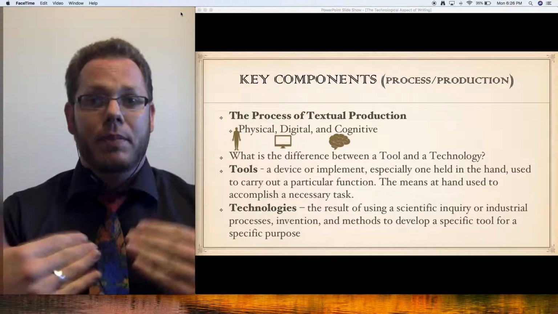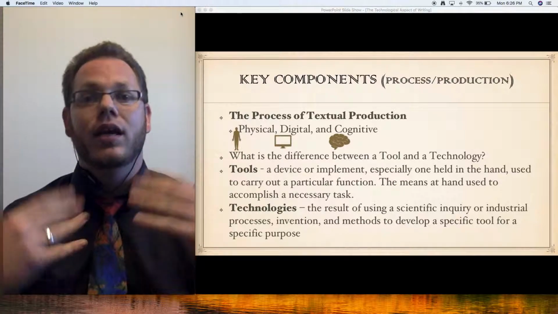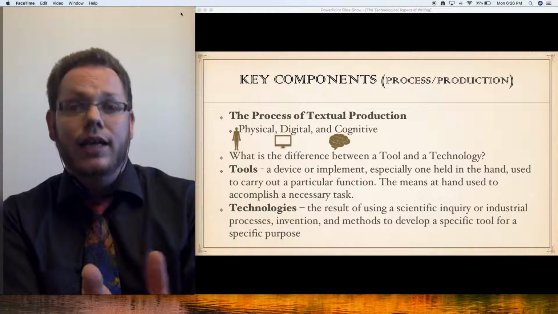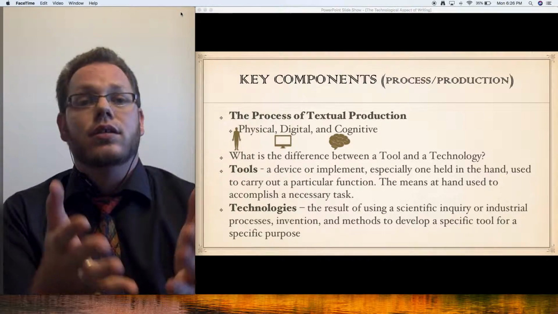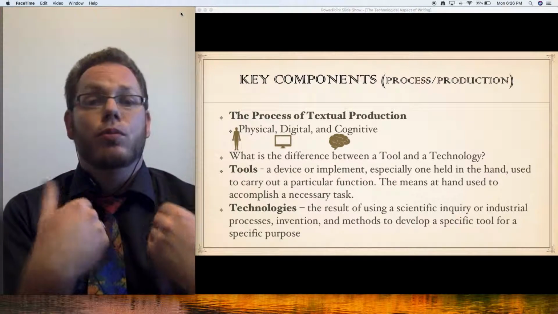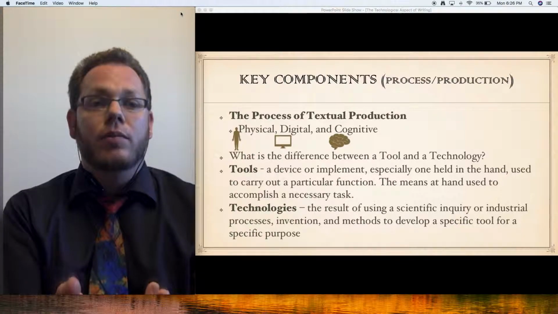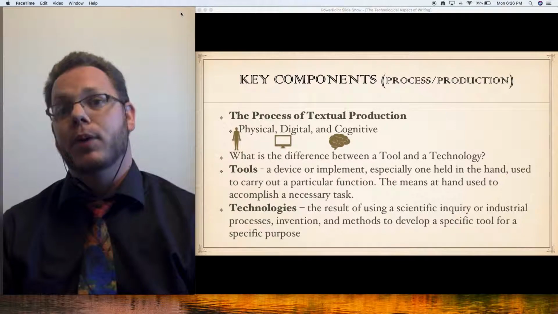Each of those steps makes that a technology. It is being honed and crafted and designed through a process of manufacture, through a process of invention and development to make it better at what it's supposed to do.